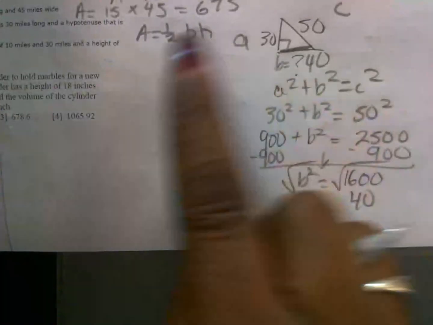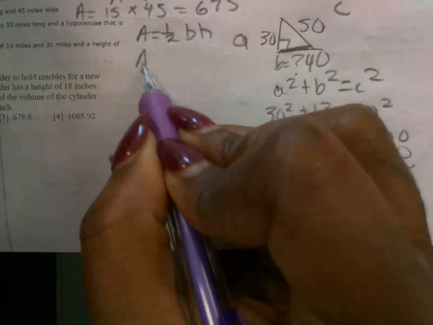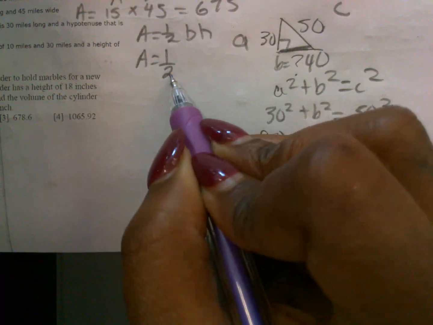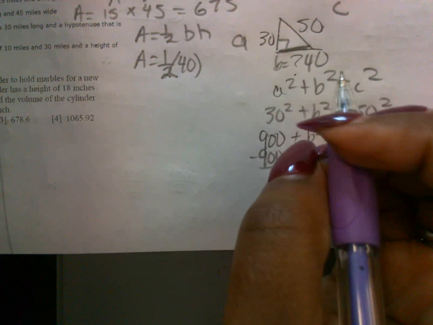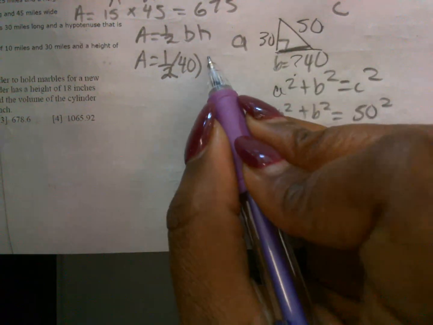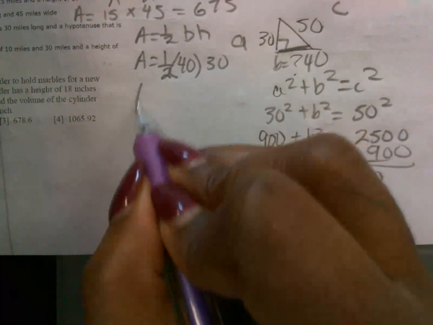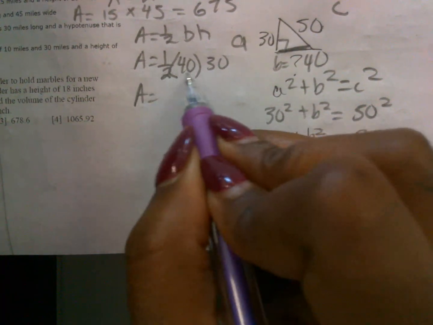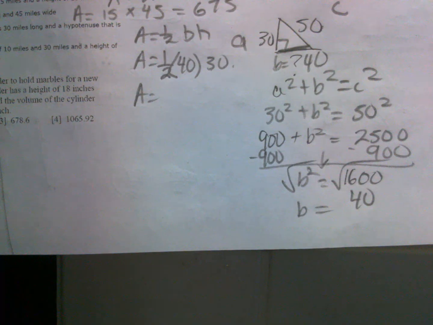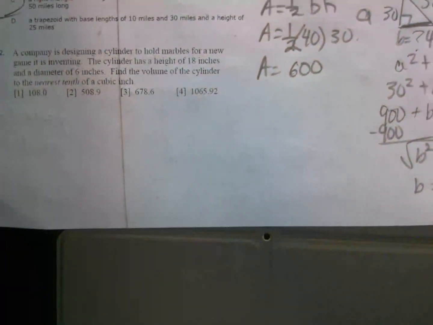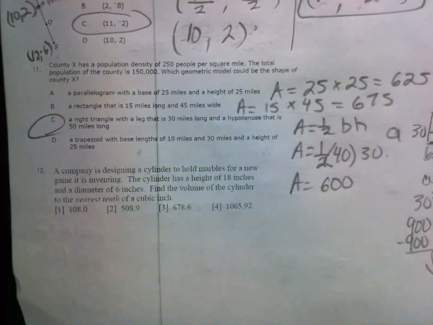So what's base times height? Here, A is equal to 1/2 times the base, 40, times the height of the triangle, 30. Half of 40 is 20. What's 20 times 30? 600. So the answer is C. See how we have to find the area of each to see which one adds up to the area that we need.